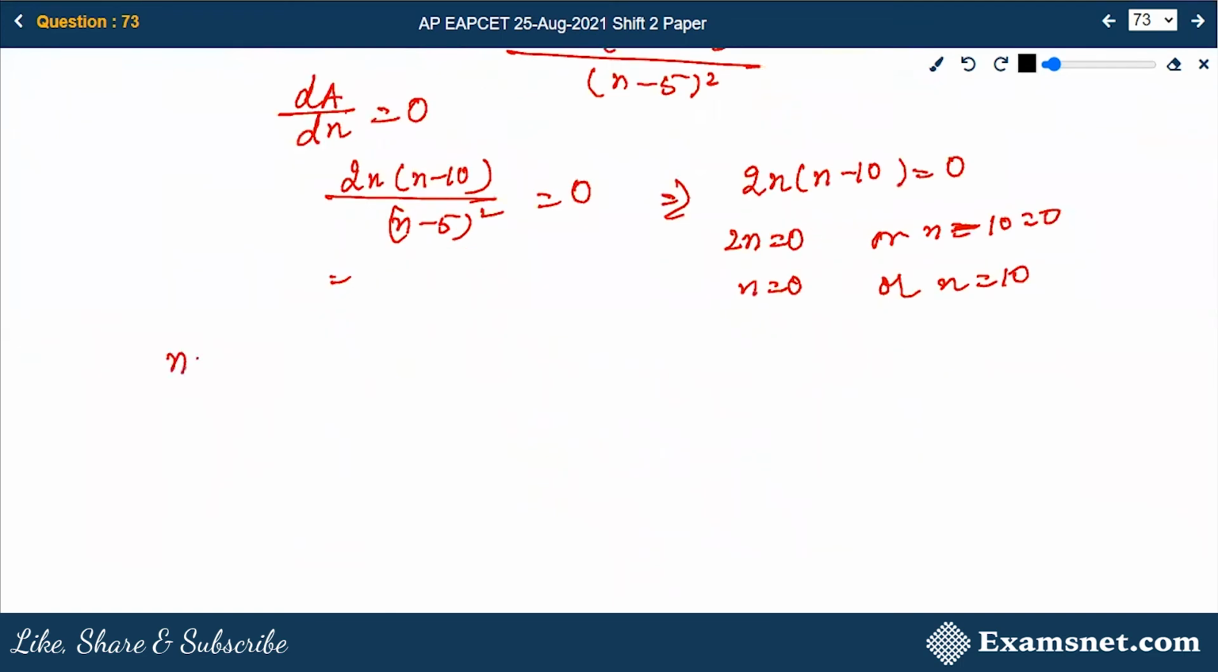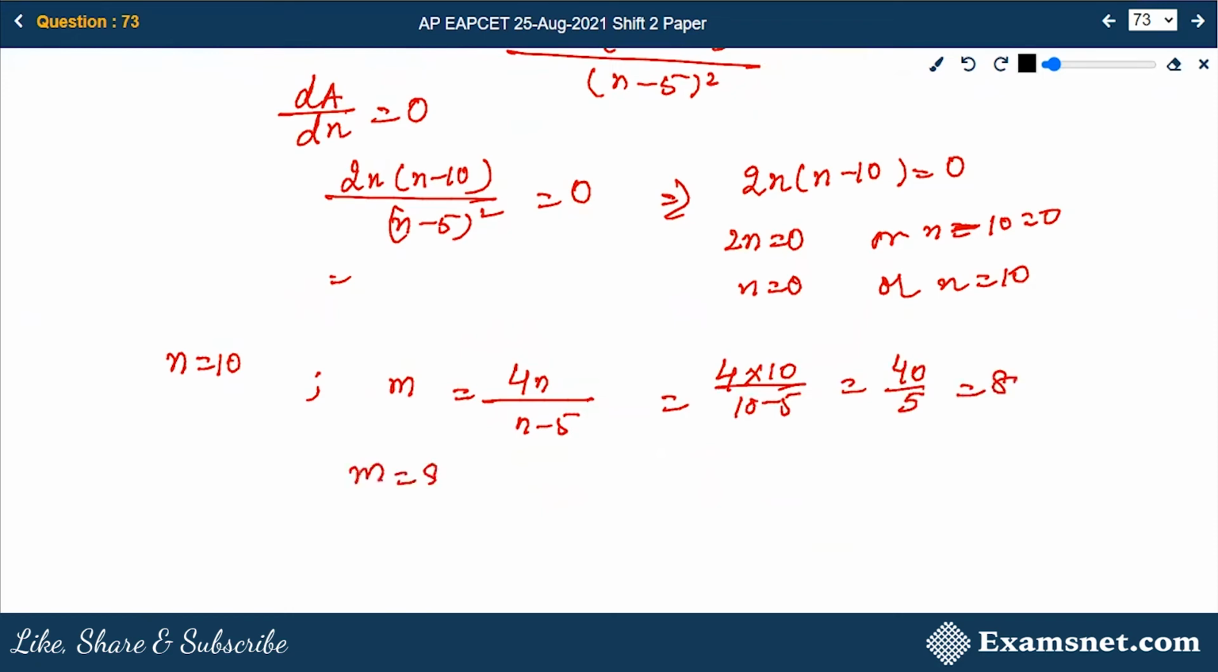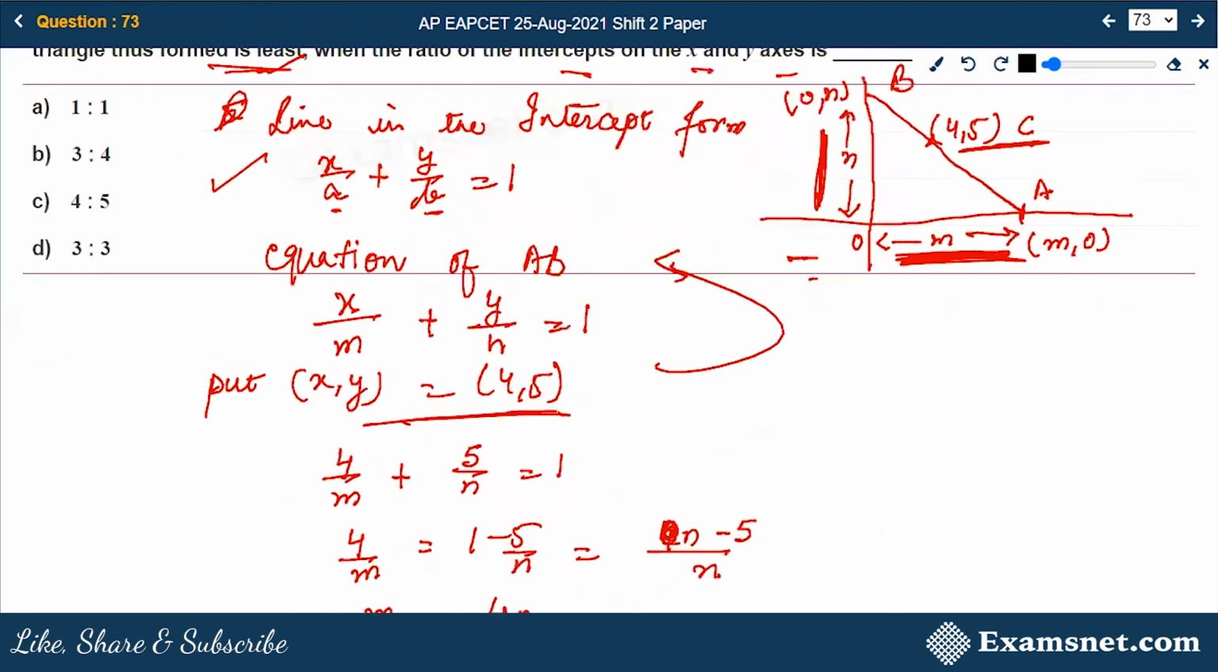I'll take n is equal to 10. I will fill that in to find out the value of m. M was equal to 4n upon n minus 5. So it is 4 into 10 upon 10 minus 5, that is equal to 40 upon 5, or 8. So the value of m is 8 and n is 10. Correct? So the ratio in which the lines are is 8 is to 10, or 4 is to 5. So let's see which is the correct answer. Option C, that is 4 is to 5, is your correct answer.